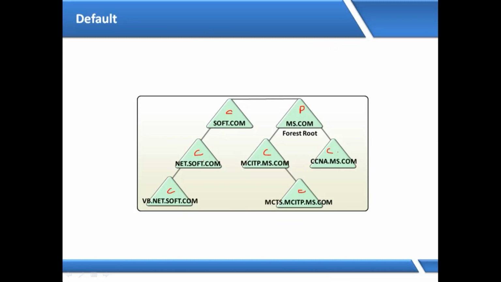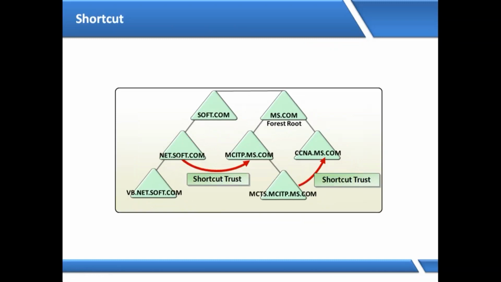Same way, if this user tries to access this child domain, again it will pass through this, then it will say yes, yes, yes. So it will take time. To reduce this time, we can create a shortcut trust between two child domains. Now they will not pass through multiple domains. They will directly access each other's resources. So that's why we can create a shortcut trust within the same forest to reduce the time. If you don't create it, they can still communicate, but it may take more time because it has to pass through multiple domains.